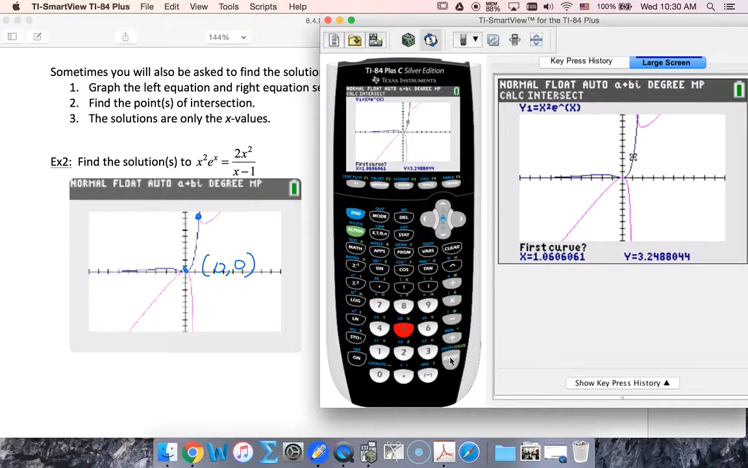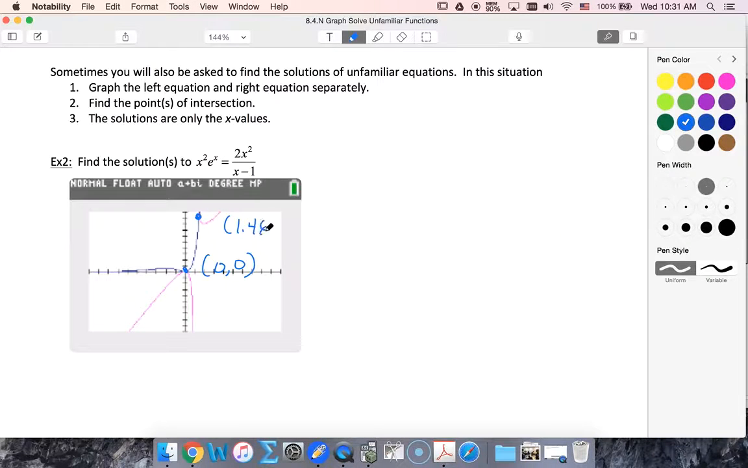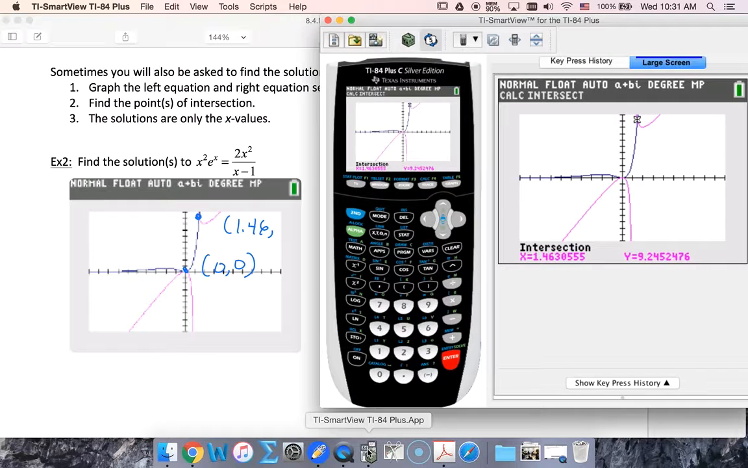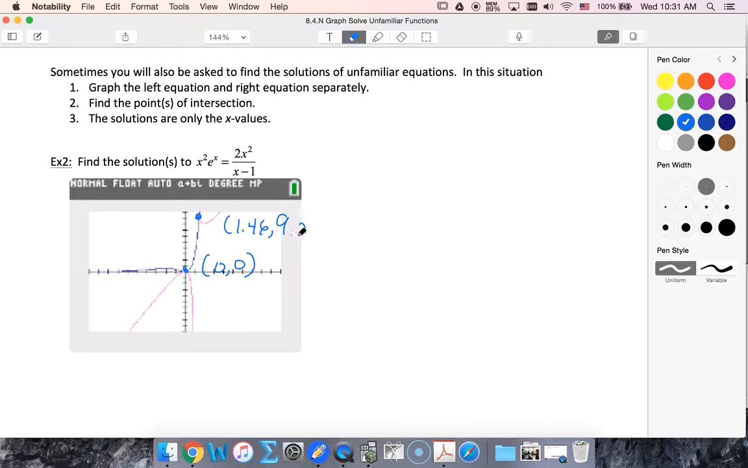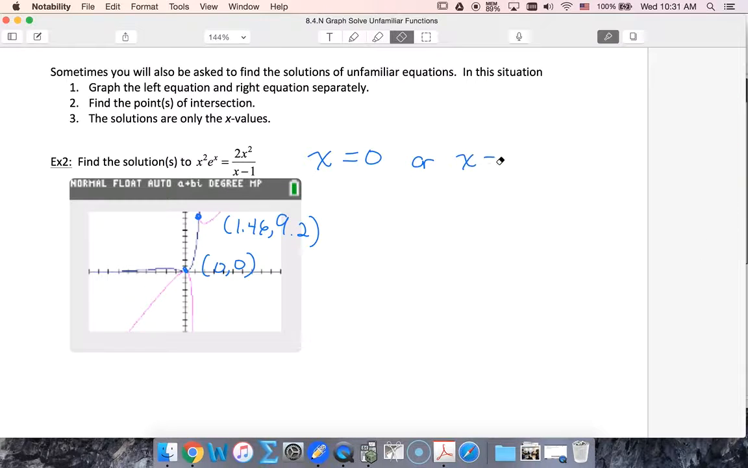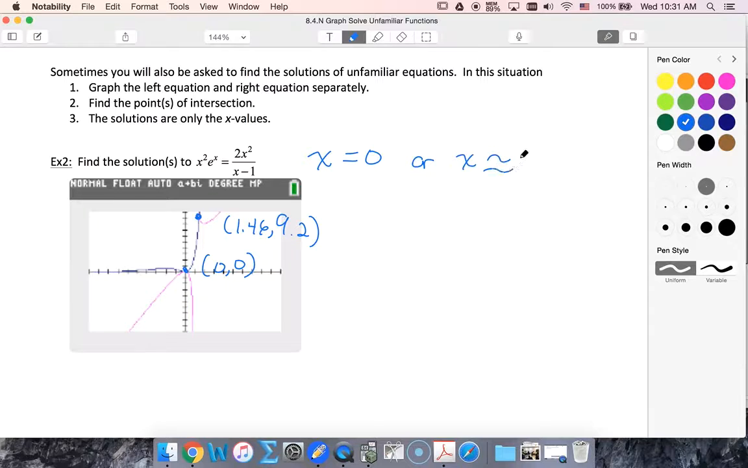So first curve, yes. Second curve, yes. And now this time I'm going to guess 1.1. Here's my point of intersection at x equals approximately 1.46. The y value doesn't matter so much. It's at about 9.2. But when I write down the solutions, my solutions are going to be x equals 0 or x equals, and it's not exactly equal, so I'm going to use my approximate sign, 1.46. So this one was exact, this one is not, and I'm giving my answer to 3 significant figures.